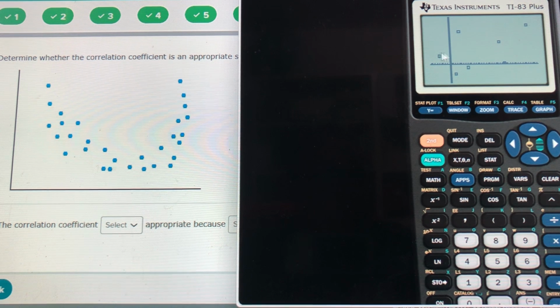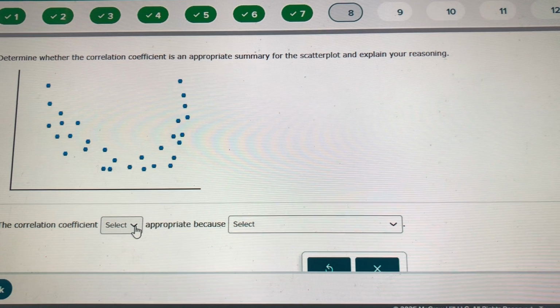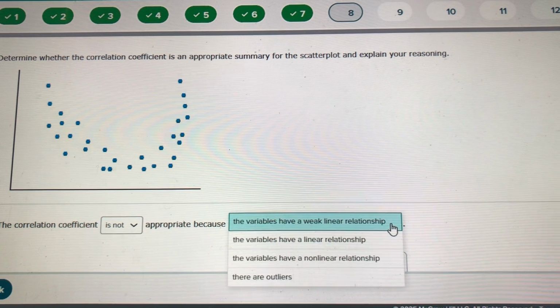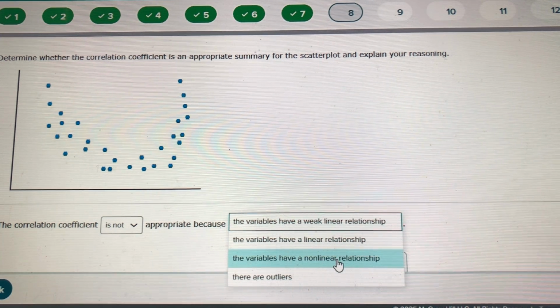You don't want it to be horizontal left or right, and you definitely don't want what they're doing here. This is a made-up graph over here. You don't want a curved graph like this. Curved is very bad. Curved means your correlation is close to 0. So the correlation coefficient here is not appropriate because this is not a strong correlation. It's not linear enough. There's either a weak linear or no linear relationship. It's non-linear because it's curved.